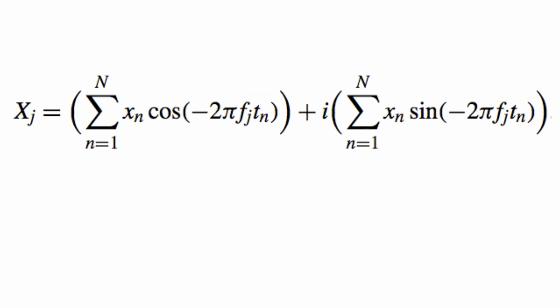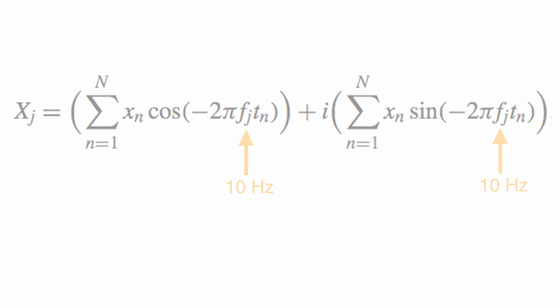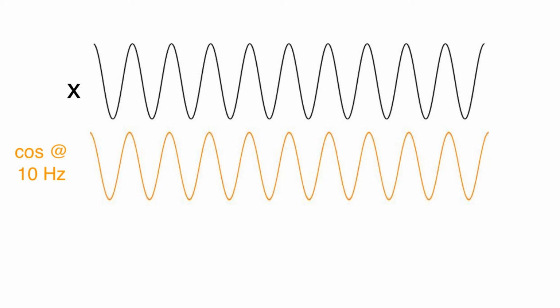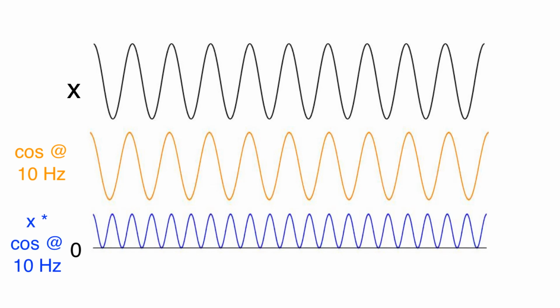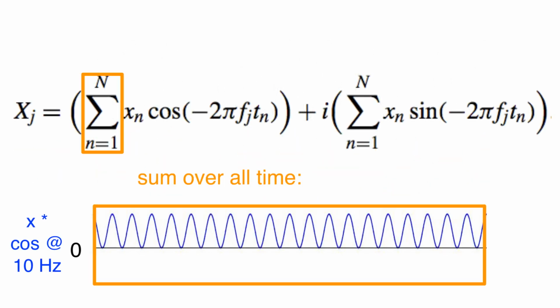Now, consider the case in which we choose f sub j equals 10 Hz. With this choice of f sub j, the data x and the cosine function align perfectly. The product of the cosine function and the data is always non-negative. And therefore, its summation over time results in a large positive number.